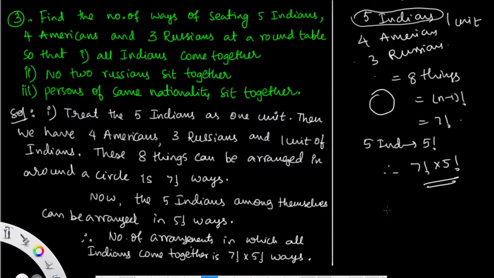Why? Because all the Indians come together, so make a bundle of Indians. For the total arrangements, you have 1 bundle, then 4 Americans, 3 Russians and 1 unit of 5 Indians. They can be arranged in a circular way, the total things being 8. So the 8 things around the circle can be arranged in 7 factorial ways. And the 5 Indians need not be in the same order, so there is an internal arrangement in 5 factorial ways. The total number of ways is 7 factorial into 5 factorial. And then go to the second part, no two Russians sit together.